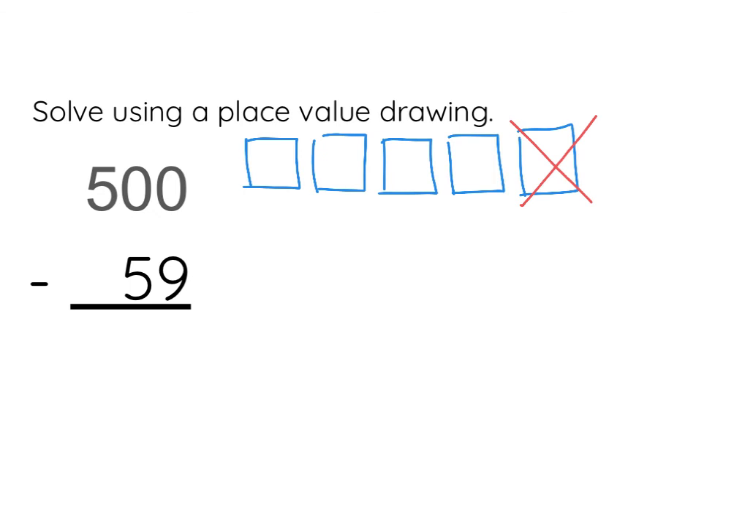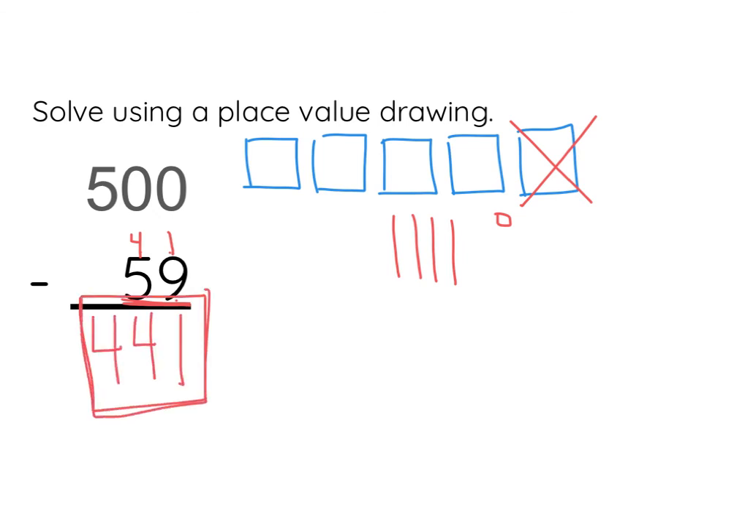Again, you need to get 59's partner to 100 back. So in your mind, think 50 needs a 40, 9 needs a 1. So that's what you're going to draw back, a 40 and a 1. And then my answer will be 441. Keep practicing these 3-digit problems. They are a lot of fun.